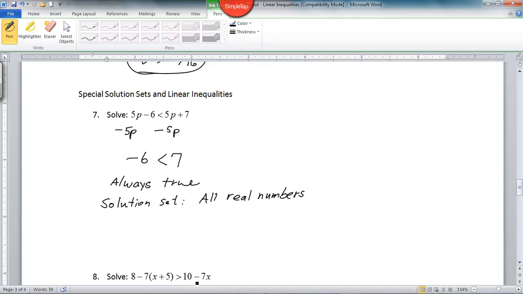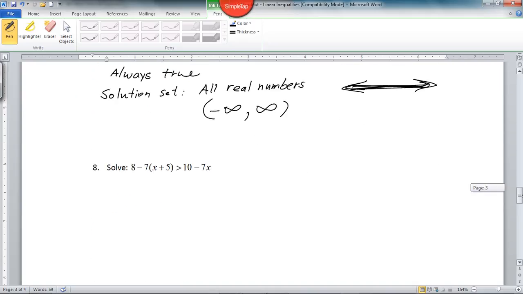Now, we can write that in interval notation. All real numbers, graph-wise, would be the whole number line. So if we graphed it, it'd just be shading the whole number line. But as far as interval notation, couldn't we say that's negative infinity, positive infinity? It points both infinitely to the left and infinitely to the right. So if you get an always true statement, that's what you do with that.